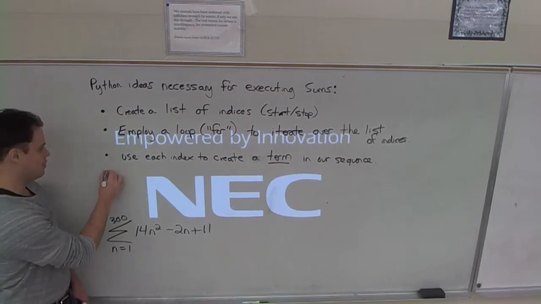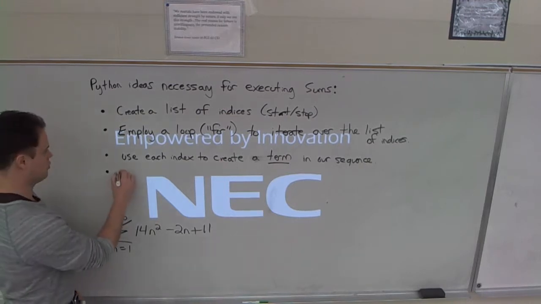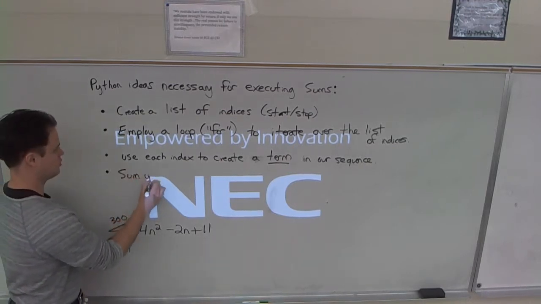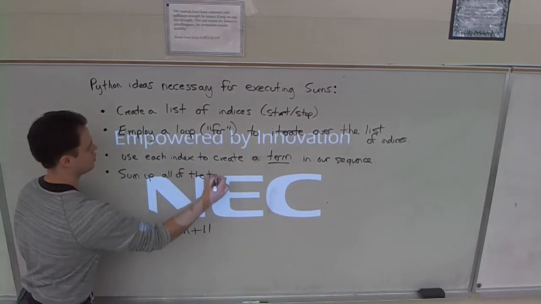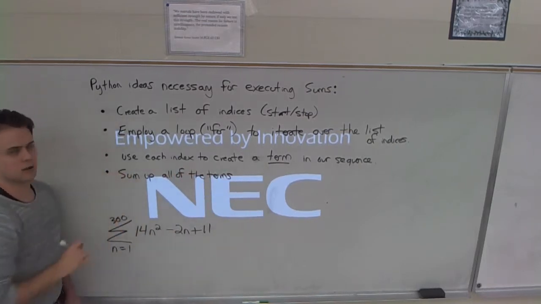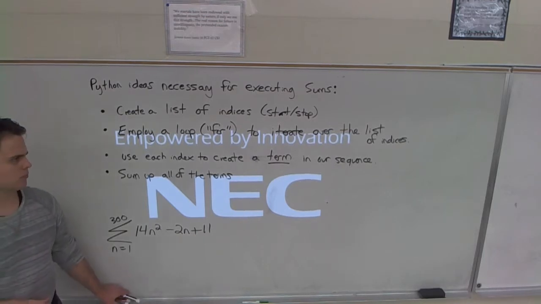And then finally, I mean, what are we supposed to do? Are we just supposed to have a list of things, or are we supposed to add those things together? This symbol right here says add the things together. So we need to sum up or add up all of the terms that we made here. So I think those are the 4 basic steps you guys are going to see me use when I create this program. Okay?